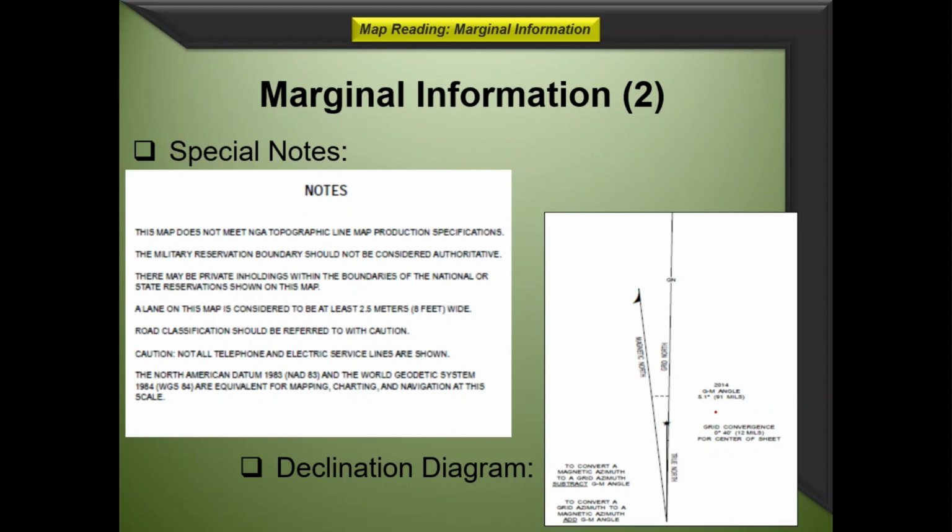As you will see, to convert a magnetic azimuth to a grid azimuth, subtract the GM angle. To convert a grid azimuth to a magnetic azimuth, you will add. It tells you right here exactly what you need to do as far as the declination diagram. It is extremely important whenever you're doing land navigation that you reference this diagram and make sure you understand what you need to do as far as the GM angle goes.